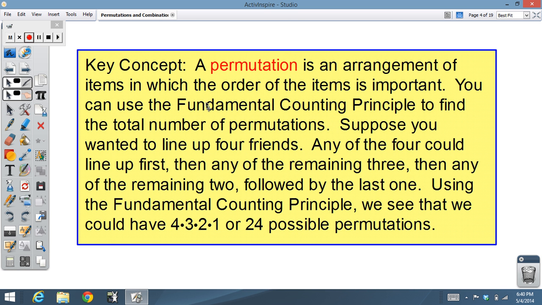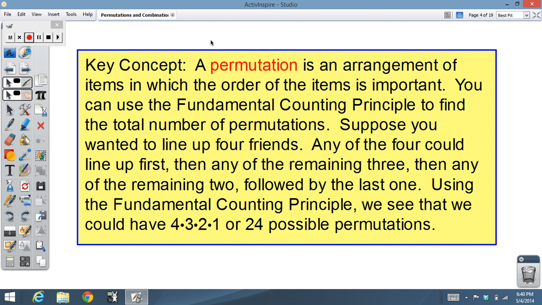Again, I'm assuming you guys did that sort of thing in middle school, but now we're going to talk about what a permutation is. And I'll let you pause here and read the definition, okay? It's an arrangement in which the order of the items is important. Now we can use the fundamental counting principle up to a point to find a total number of permutations, okay?